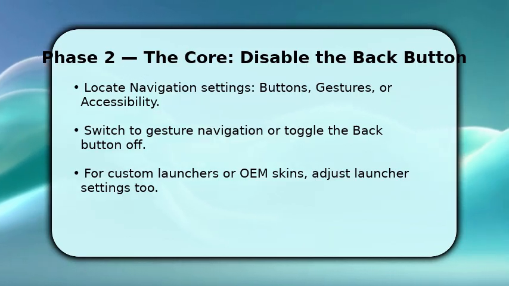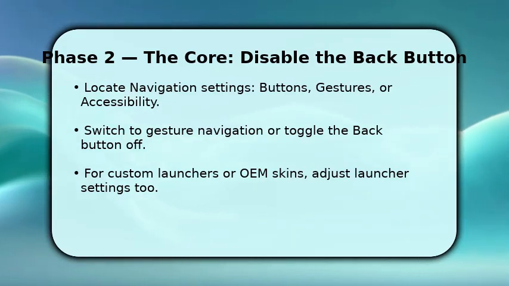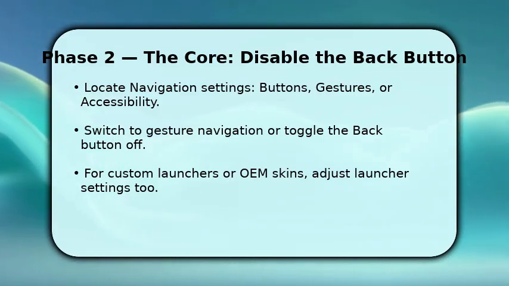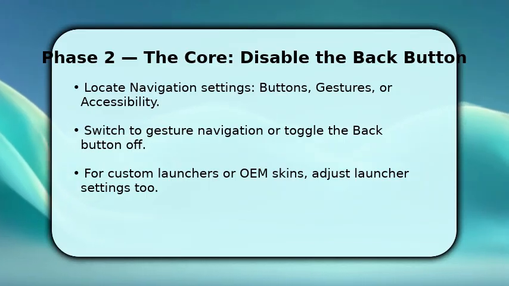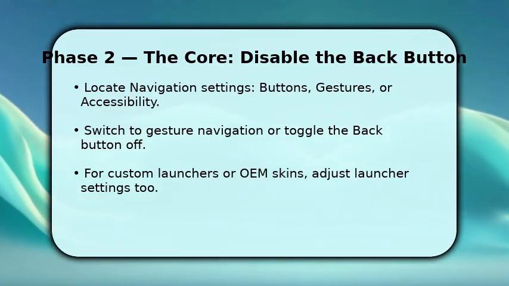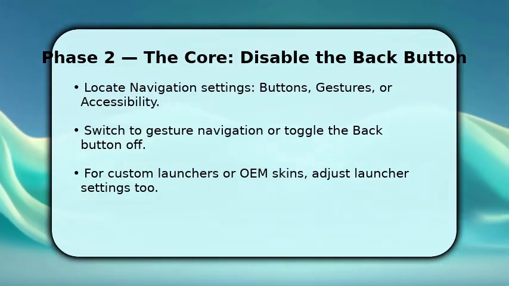Gestures replace the back button, while a toggle may simply hide it. If the option is grayed out, check Developer Options for related flags or inspect a custom launcher and OEM skin settings. Make the switch, then test by navigating Apps and Home. Once done, confirm system gestures work reliably, and note any apps that depend on a physical back key.